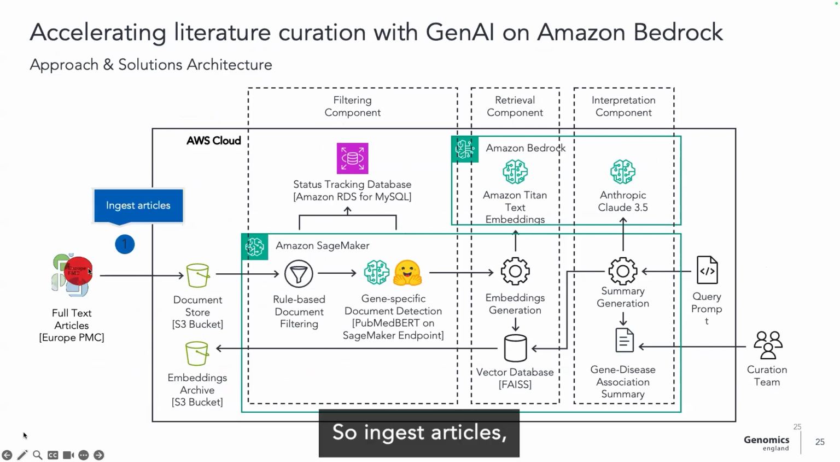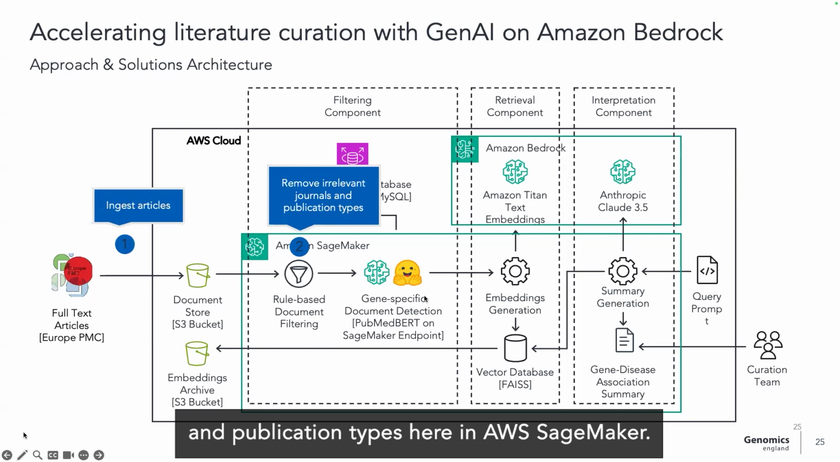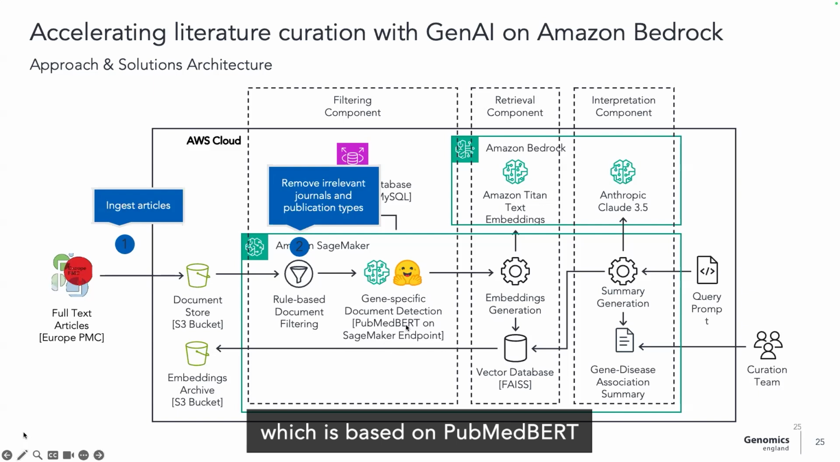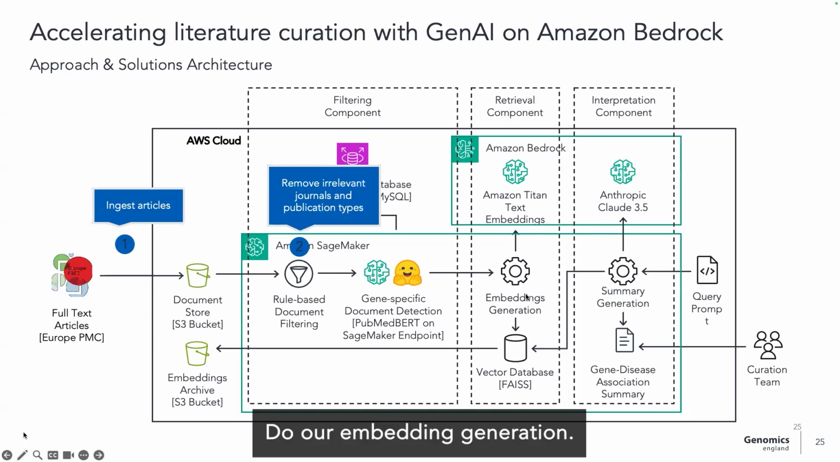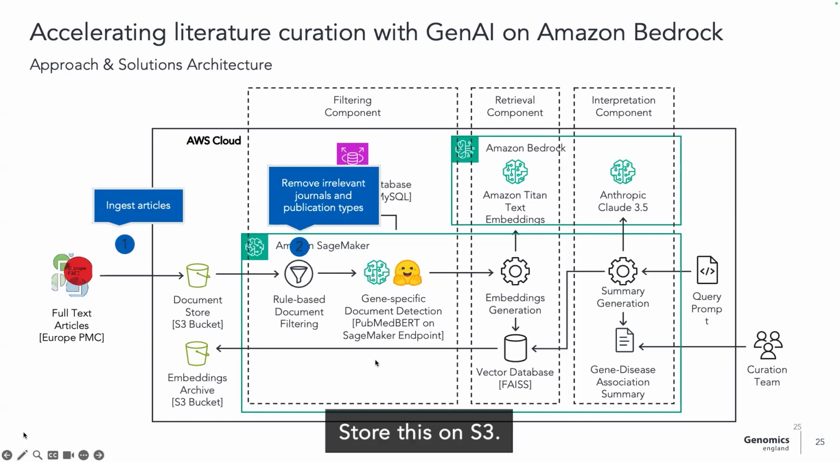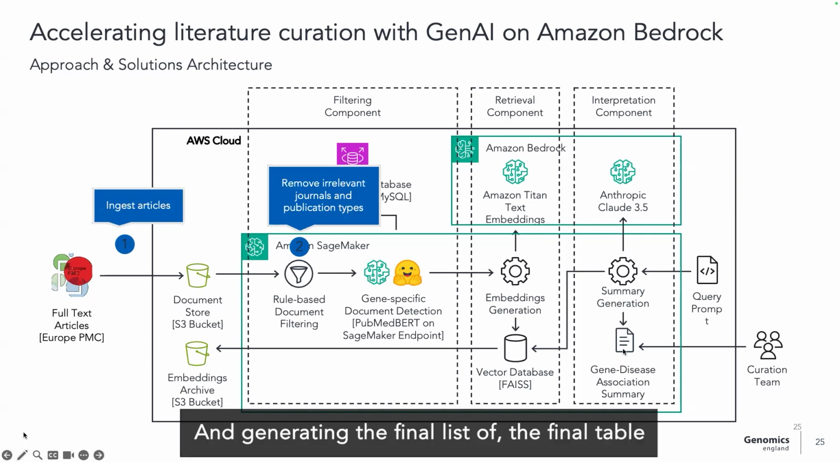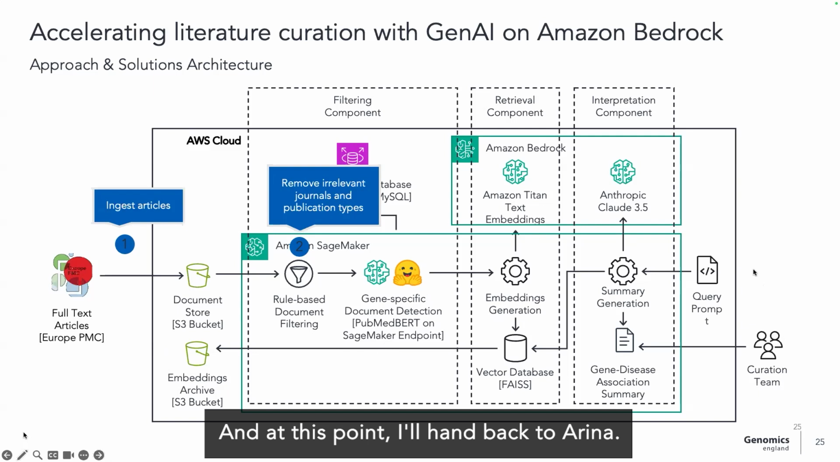So we ingest articles, and we remove irrelevant journals and publication types here in AWS SageMaker. We have a named entity recognition model, which is based on PubMedBERT, which has been fine-tuned to recognize genomic entities. We do our embedding generation and store this on S3. And then finally, this goes into the summary generation and generating the final table that gets delivered to the curation team for analysis. And at this point, I'll hand back to Arina.